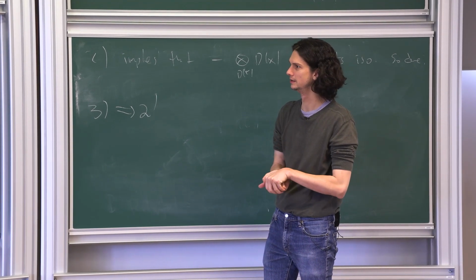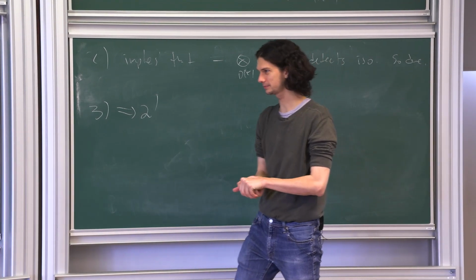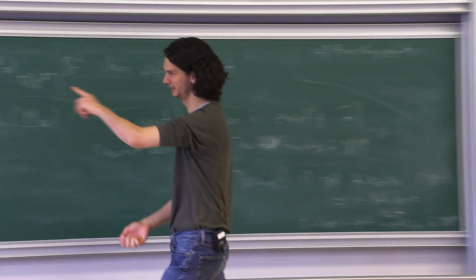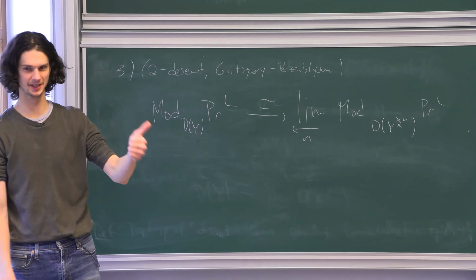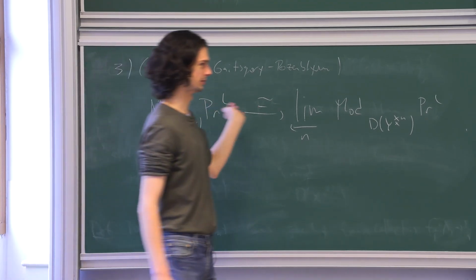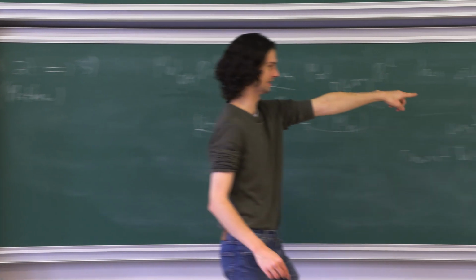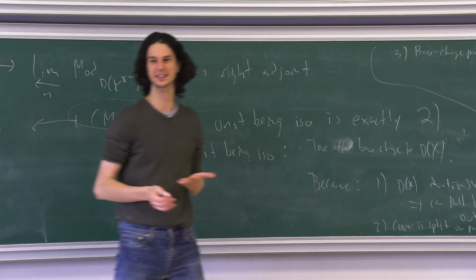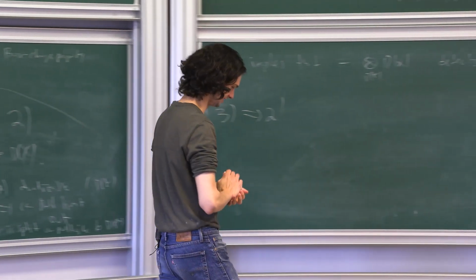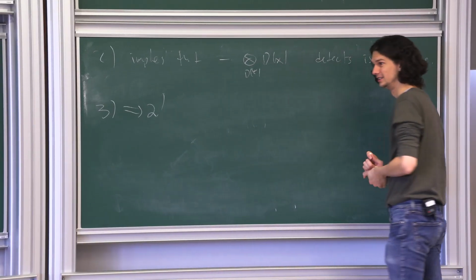3 implies 2 because 3 means that this functor is an equivalence, but this functor has a right adjoint. So it being an equivalence is the same as the unit and the co-unit being isomorphisms. But when you unwind what it means for the unit to be an isomorphism, you get exactly 2. So clearly 3 is stronger than 2.